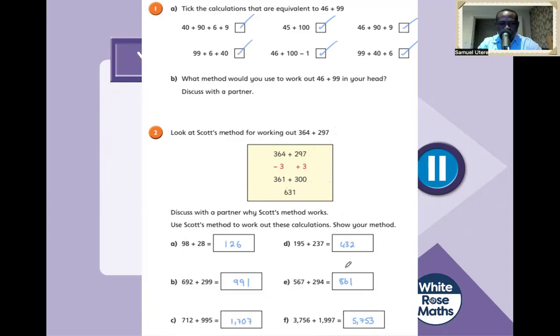Use Scott's method to work out these calculations. So using Scott's method, we can do the same. So here, we can subtract 3, that becomes 25. And then here, if we subtract 3, that becomes 95. Okay, so here we can add 2 to this one. That becomes 30. And then here we can subtract 2. That becomes 96. So 30 plus 96, that's 126. All right, so these are some mental strategies that you need to master and that you can use.